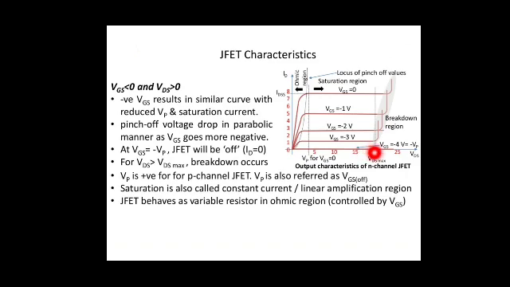There will be a sudden increase in the IDS value. Even though the VDS value is constant, the IDS value keeps on increasing, and this increasing IDS will damage the device. As I have said, if VDS is greater than VDS max, which is given by whoever is manufacturing the JFET, then it will damage the device. That is, it will result in breakdown.